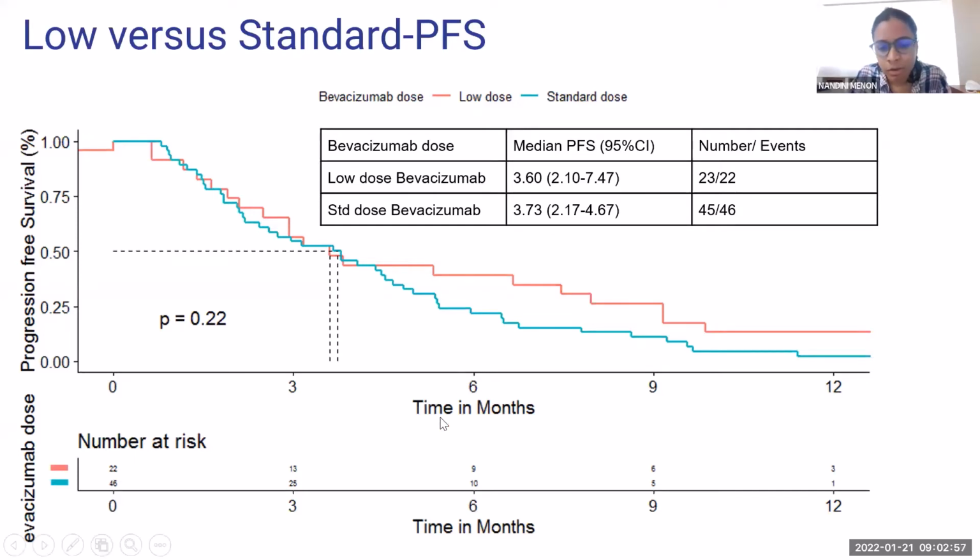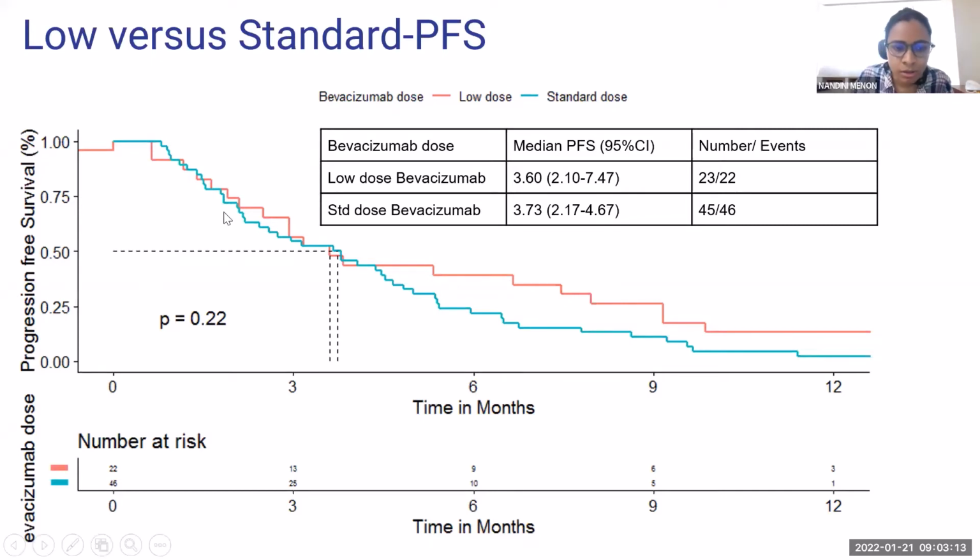Multiple small studies have evaluated the concept of lower doses of bevacizumab, like less than or equal to 5 milligrams per kg. Also, low dose bevacizumab with immunotherapy is a study that is ongoing. So the dose of bevacizumab, 10 mg per kg, probably is not the only dose that we can use.